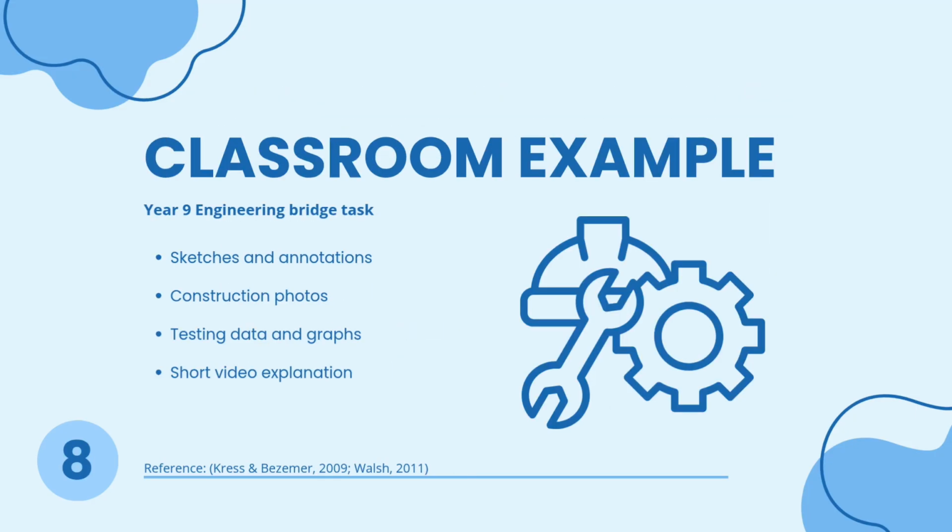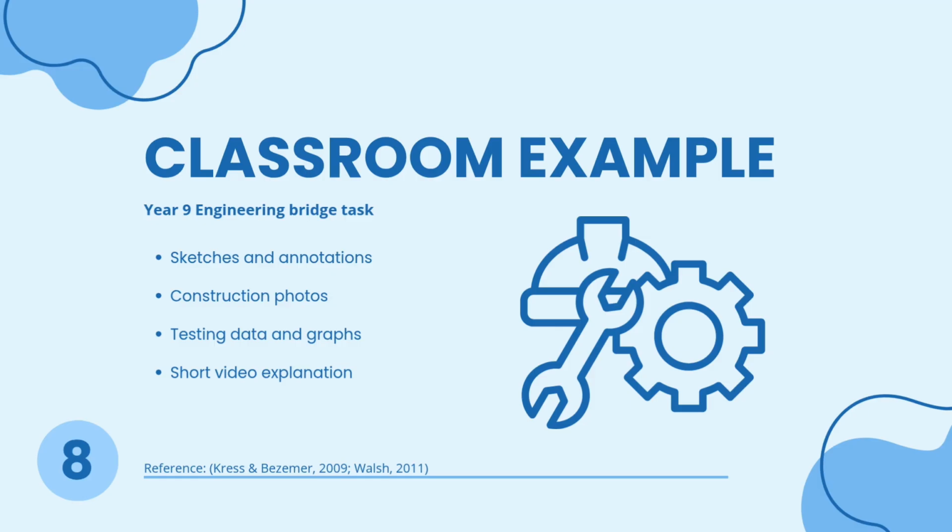TAS classroom example. For example, in a Year 9 engineering bridge design task, students could be asked to design, construct, test, and evaluate a bridge solution. Rather than relying only on a written explanation, students could submit annotated concept sketches, photographs of the construction process, load testing data presented visually, and a short spoken or video reflection explaining why they made particular design choices.